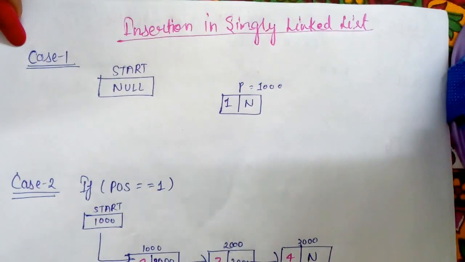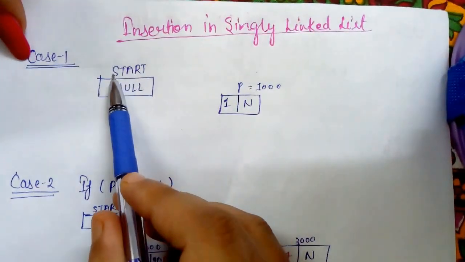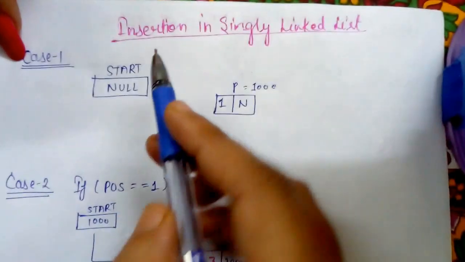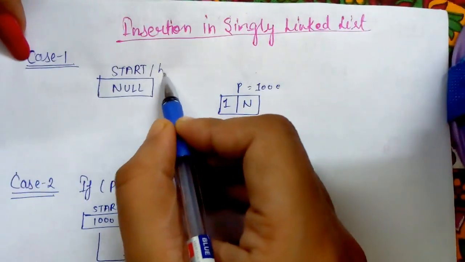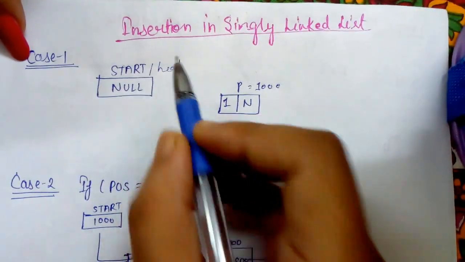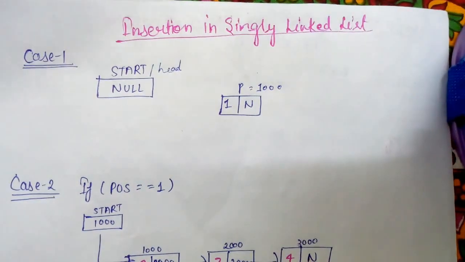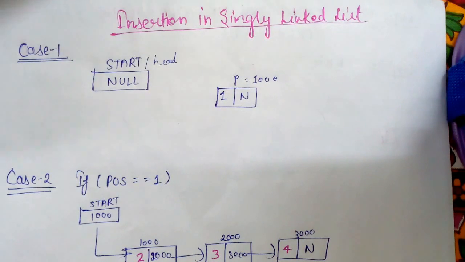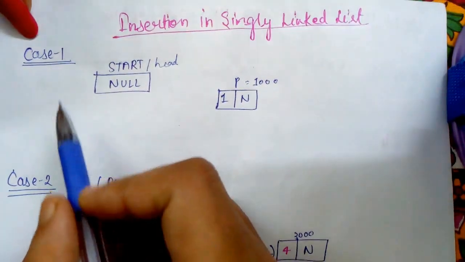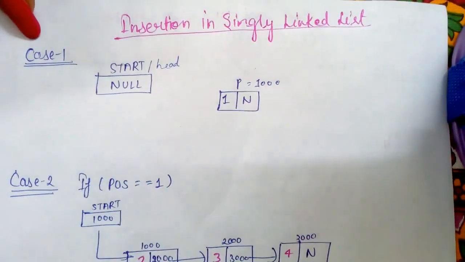In the linked list, as you know, the start node, or you can call it the head node, always contains the address of the first node in the linked list. Okay, so we have many cases for insertion.